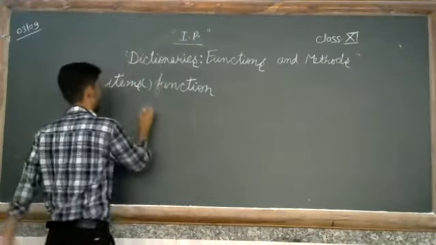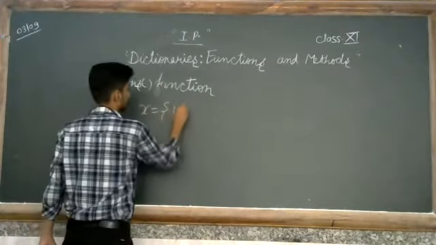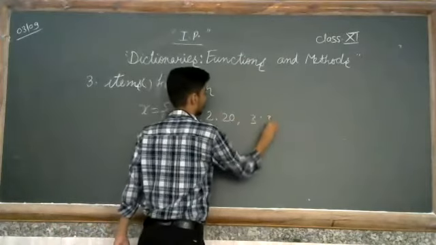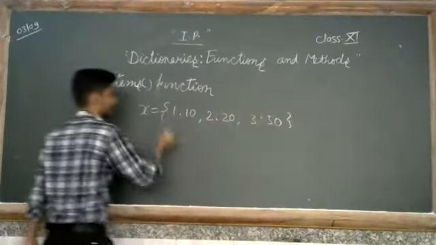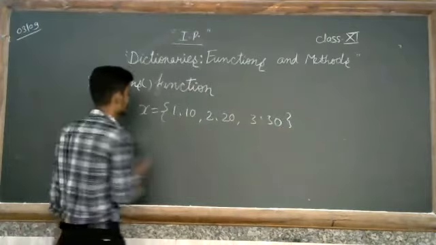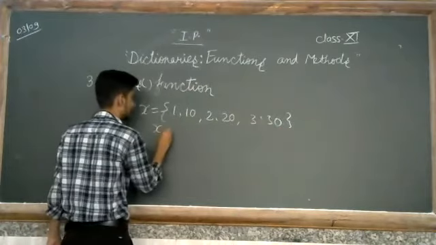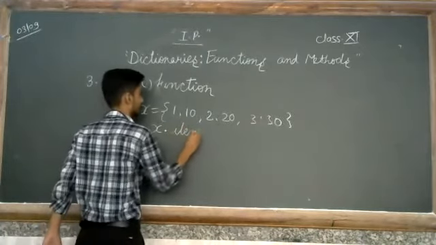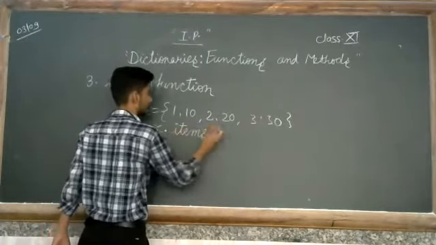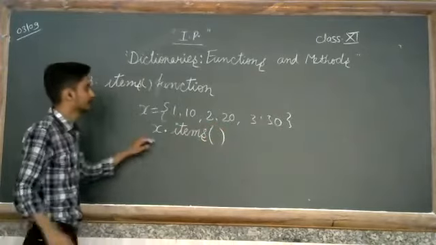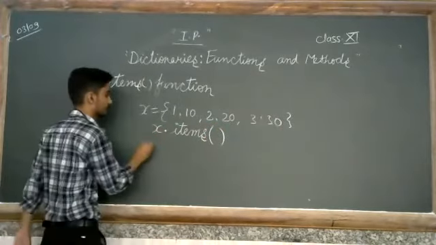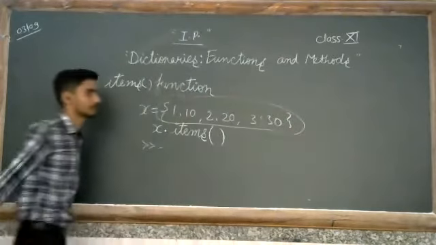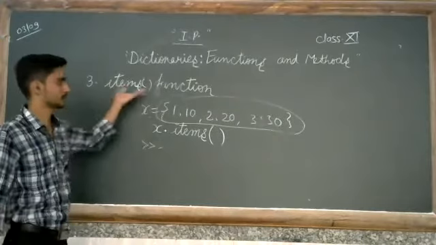So once again I am taking an example. I think you have been bored to see this example again and again, but this is the simplest example I can take. So here I am calling x dot items. So if I pass x dot items, it will return me the whole dictionary. This is the items function.